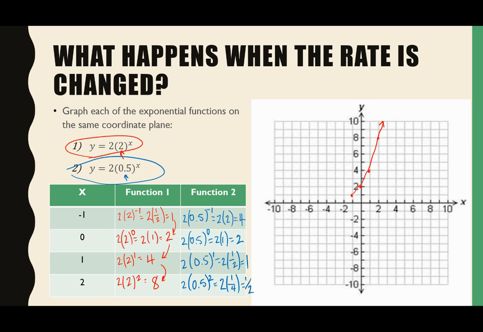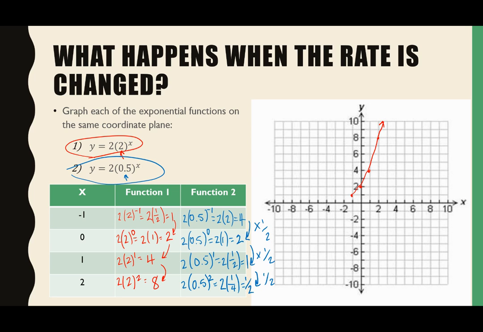So what you should notice this time is that rather than doubling, I am multiplying by a half every single time from one row to the next. 1/2 of 4 is 2. 1/2 of 2 is 1. And then 1/2 of 1 is a half.